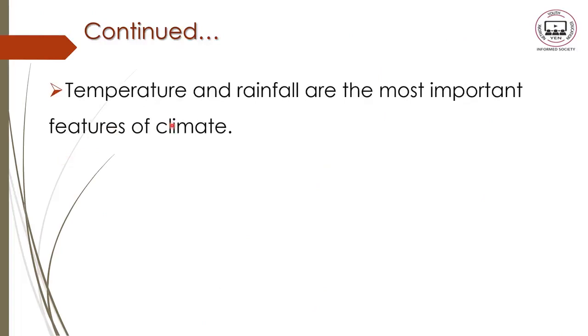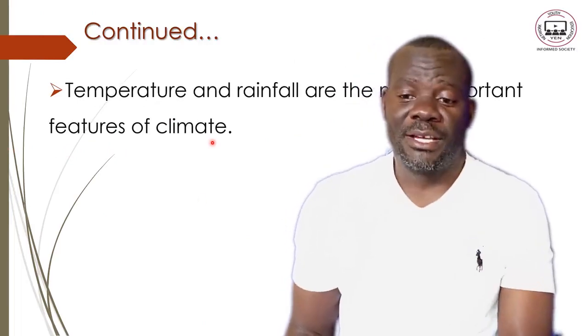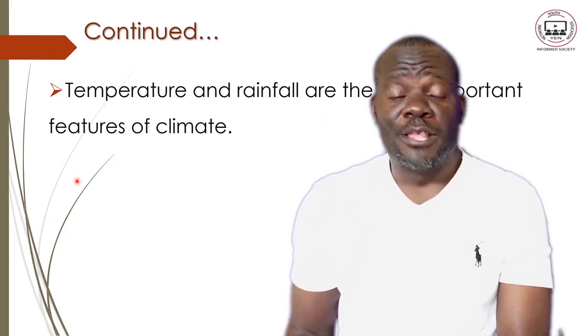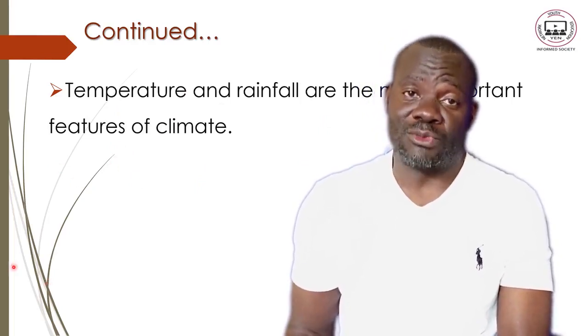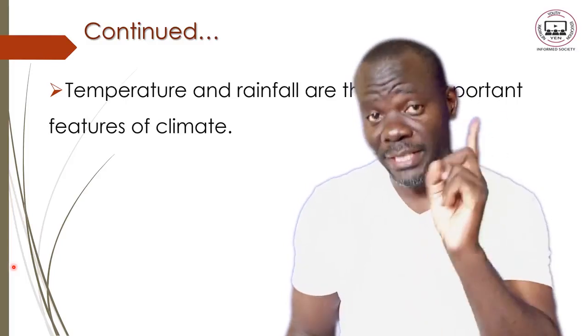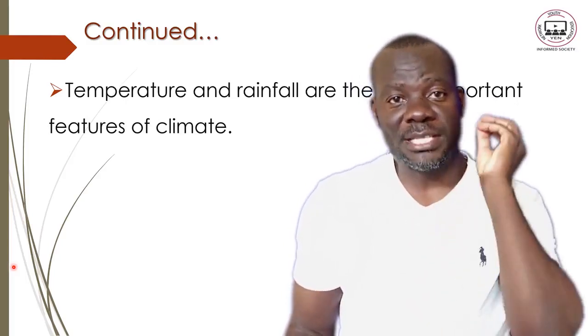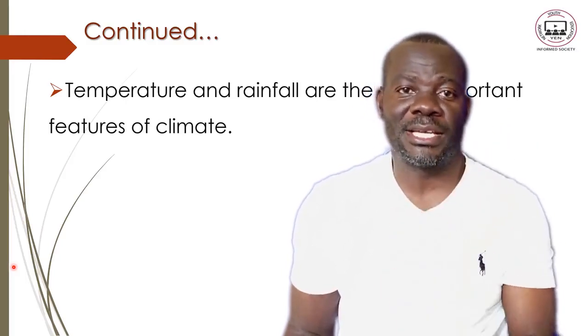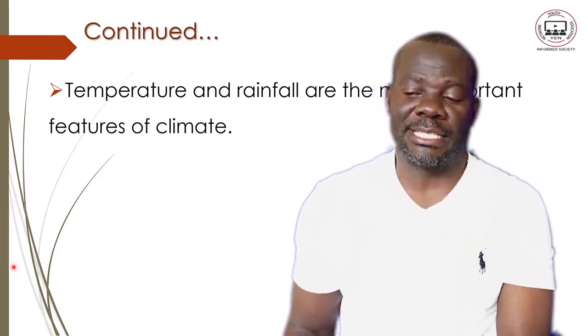So temperature and rainfall are the most important features of climate. So when we talk of climate, temperature and rainfall are the most important features. Remember this, that temperature as well as rainfall are the two important features as far as the climate is concerned.